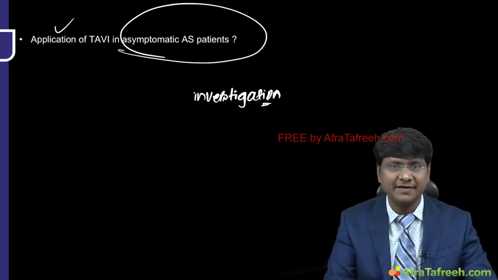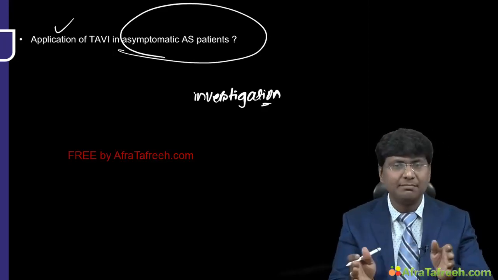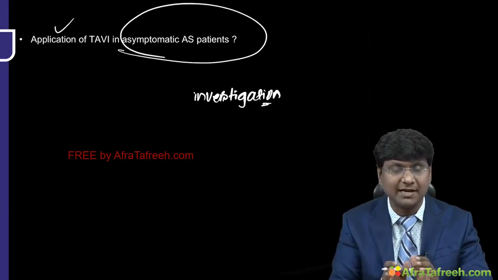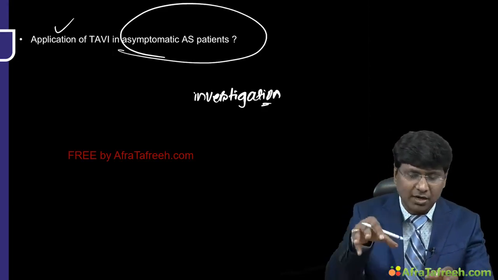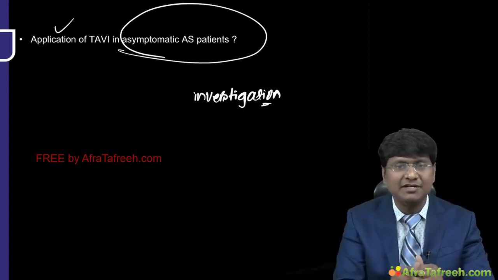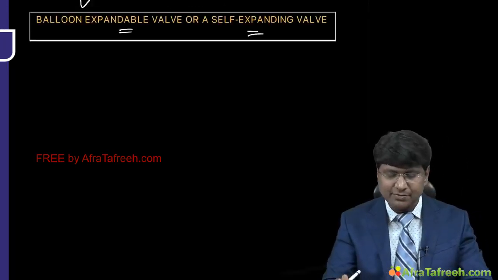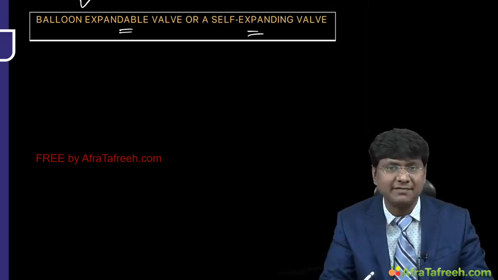And in this particular TAVI, that is transcatheter aortic valve implantation, we have two types of balloons. After doing the valvuloplasty by a balloon, a valve is then placed there. So we have the balloon expandable valve as well as the self-expanding valve, right?